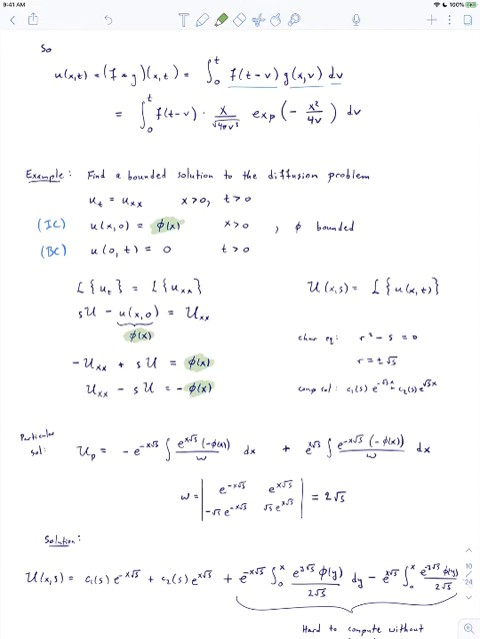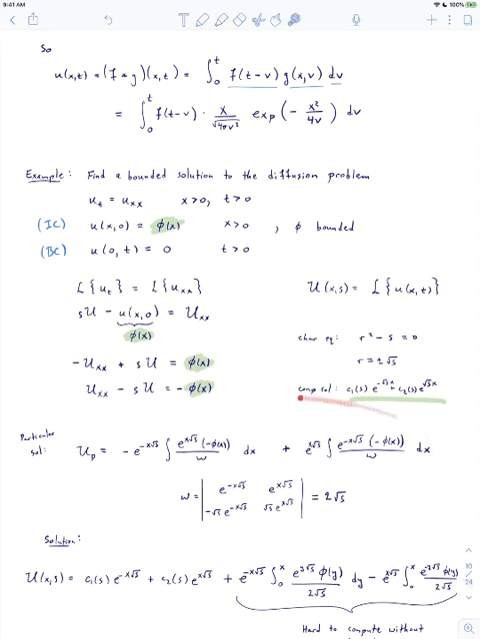And once again, the complementary solution is the same. It's c1 at s times e to the minus square root of s at x plus c2 at s times e to the square root of s times x. So it's right there. That's our complementary solution. So we need to find a particular solution. And for that, we can use a variation of parameters. So I've set that up here.